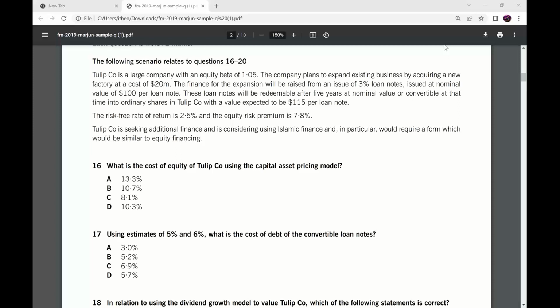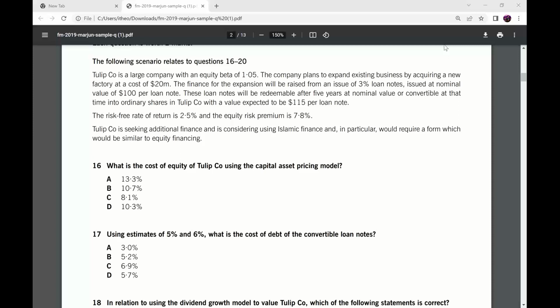Okay, so people have shared their answers, and let's just start. So this particular question was: Tulip is a large company with an equity beta of 1.05. The company plans to expand its existing business by acquiring a new factory at a cost of 20 million. Finance for the expansion will be raised from the issue of 3% loan notes issued at nominal value of 100. Loan notes will be redeemable after 5 years at nominal value, or convertible at that time into ordinary shares in Tulip with an expected value of 115.